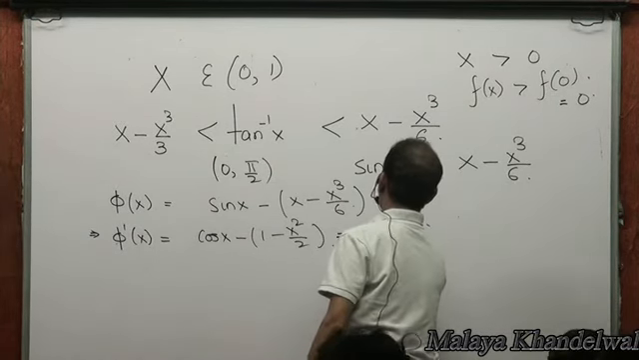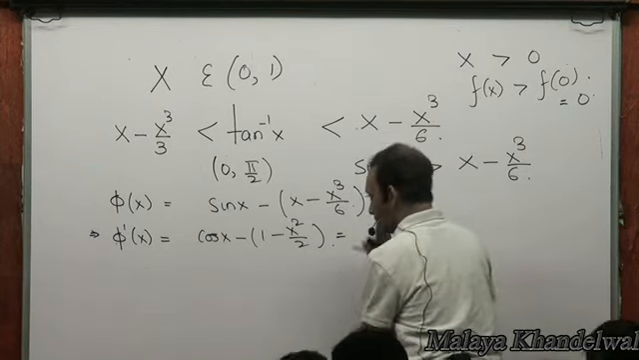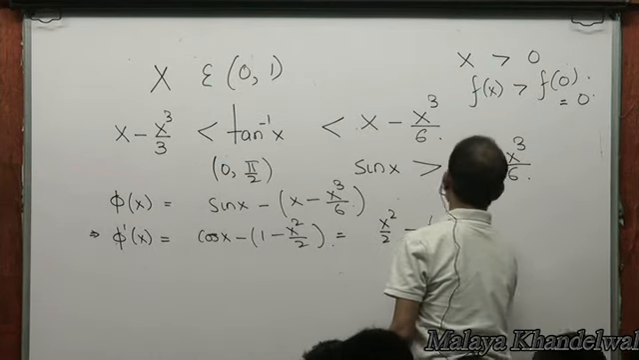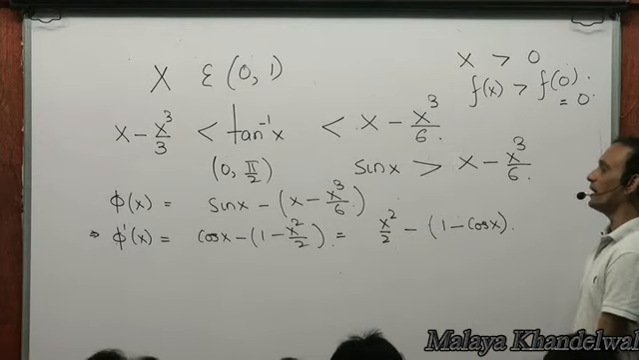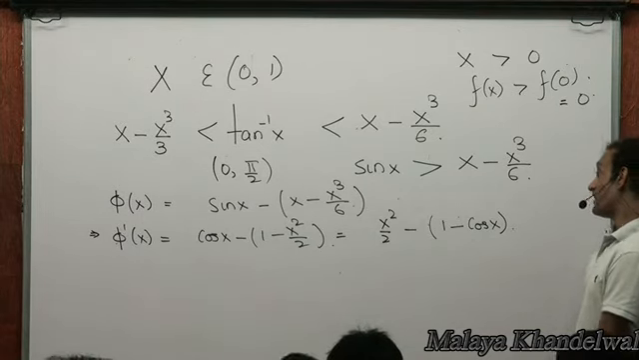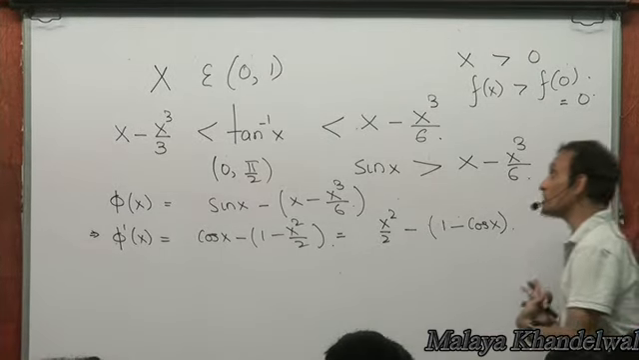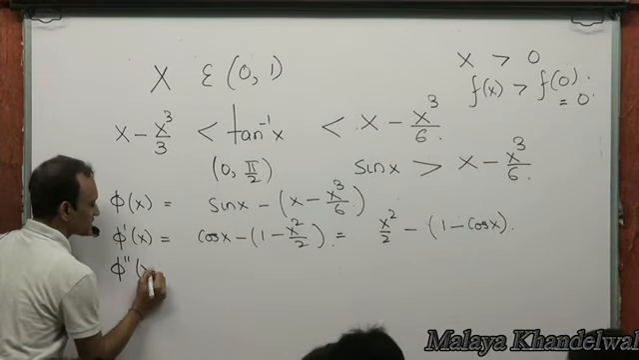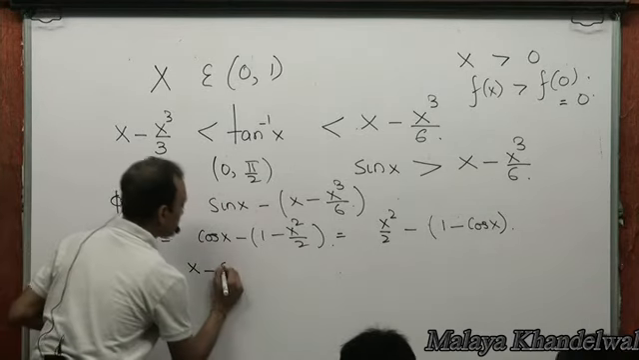Which is x square by 2 minus (1 minus cos x). Yes or no? Now, phi dashed x still does not come up with a sign unambiguously. What I do is I differentiate a second time. Phi double dashed x is what? x minus sin x.